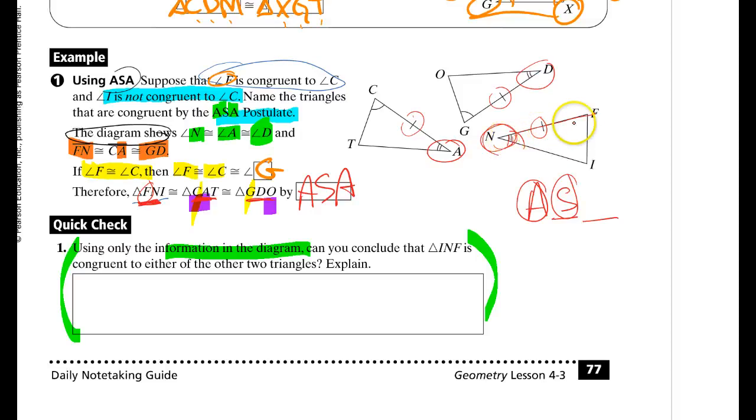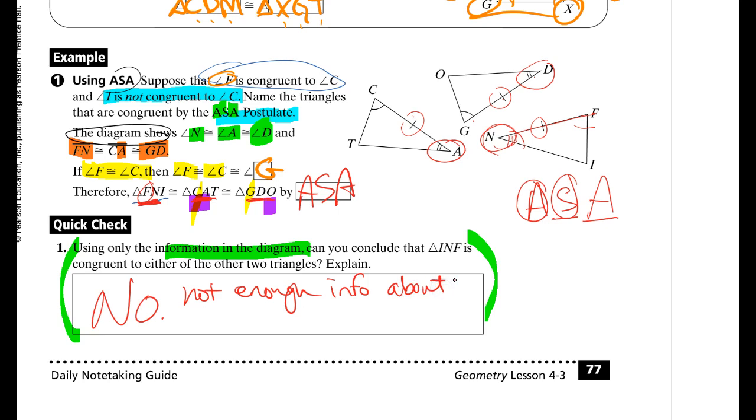This would have been angle, side, angle, angle, angle, side, angle, and angle, side, angle. And we would have had it. But no, we don't have enough information about angle F just from the diagram.